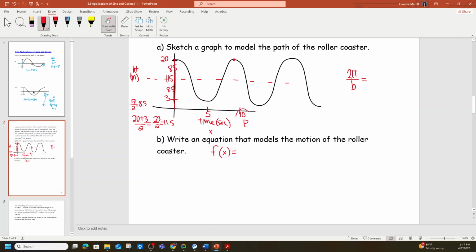Nope, what was our period? 10. So now you get to solve for B. Now there's no pi's on this one, and that's okay. That means your B will have a pi. And that's okay. So let's go ahead and do the cross product.